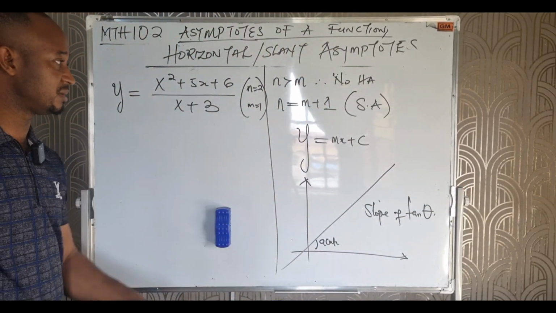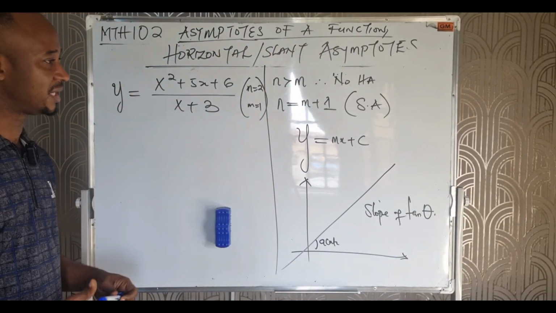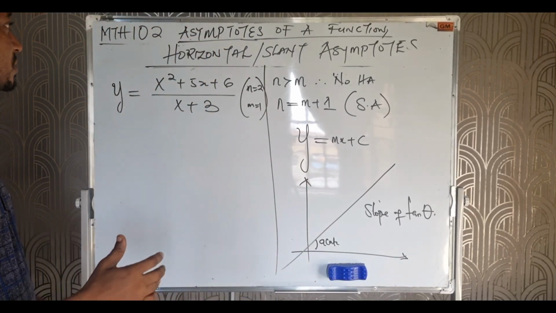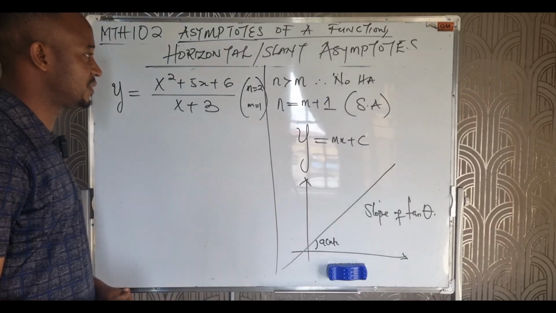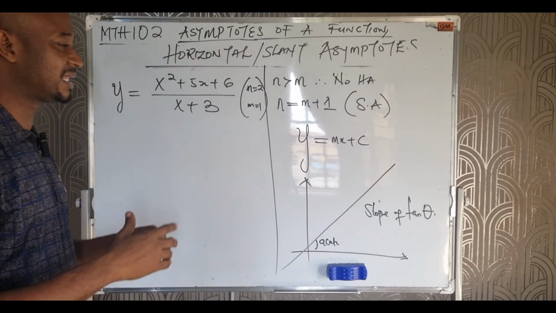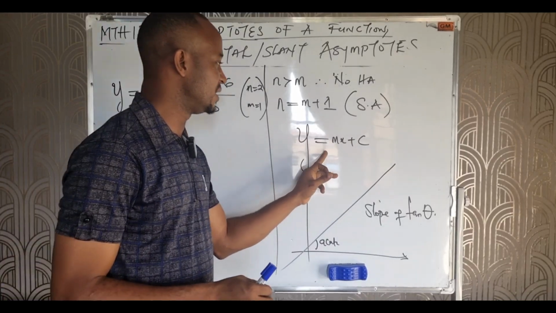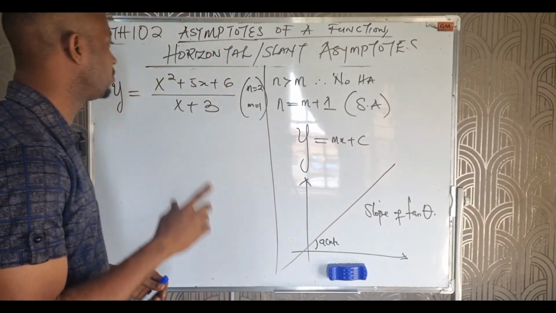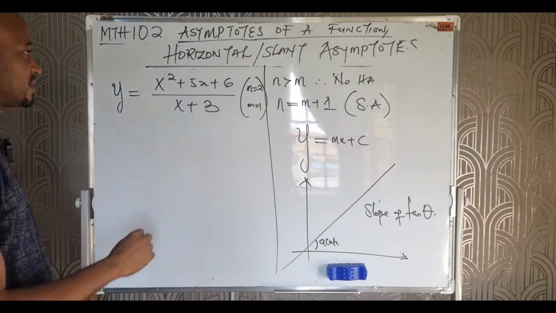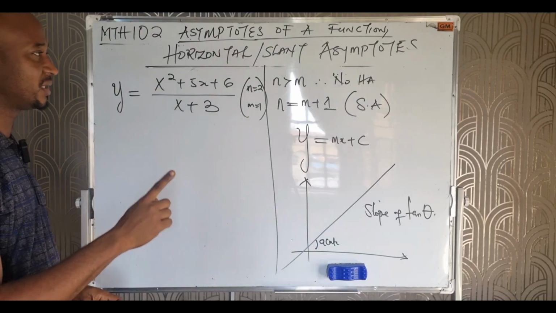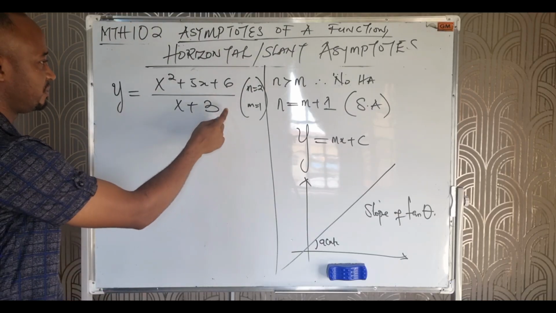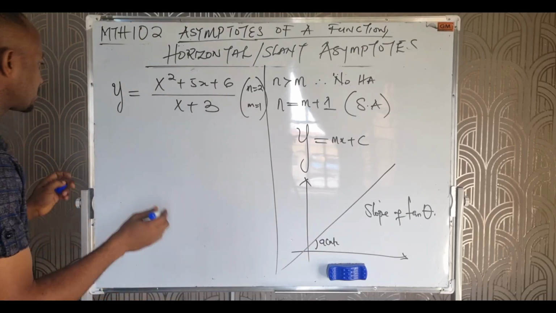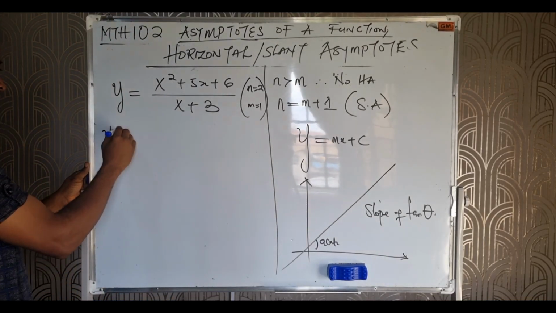Let me not go into it because in my next class on graphing, I will explain slant asymptotes, horizontal asymptotes and vertical asymptotes. But just take note that slant asymptotes have a general form of mx plus c. All right. Now, how do we find a slant asymptote? It is by dividing the numerator by the denominator using the long division polynomial method.